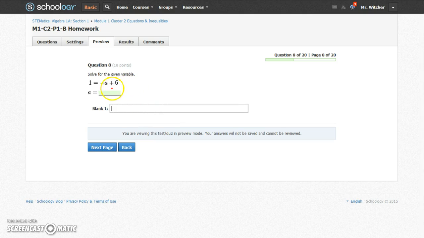Again, order of operations backwards. First we subtract 6 because it's the inverse of adding 6. We have negative 6 plus 1, or 1 minus 6, which is negative 5, equals negative a. This is kind of tricky because you don't see a number, but there's actually an invisible 1 here. So negative 1a. That's why there's no number, because we already have 1. Negative 1a, so we divide by negative 1. Negative 5 divided by negative 1, positive 5.